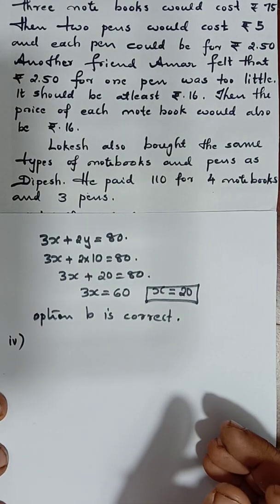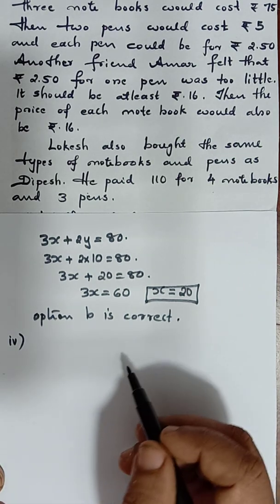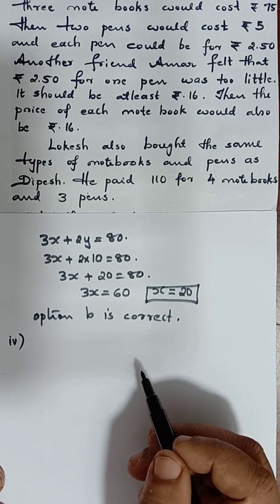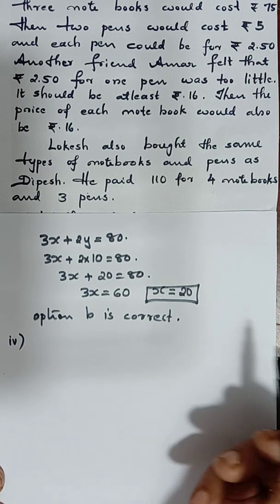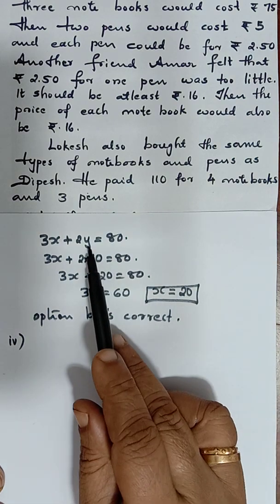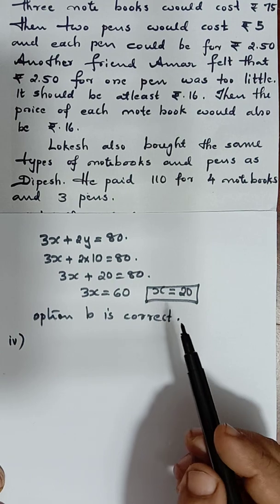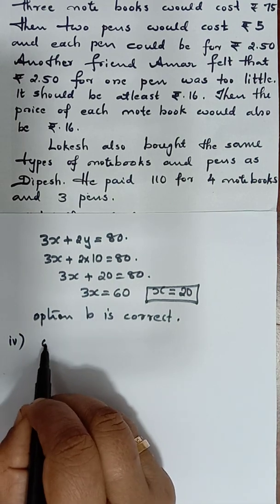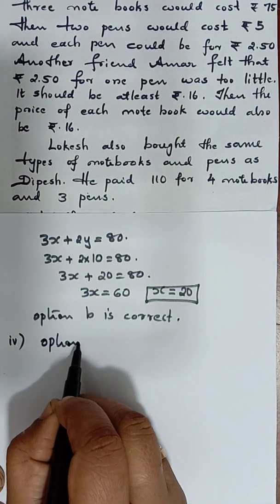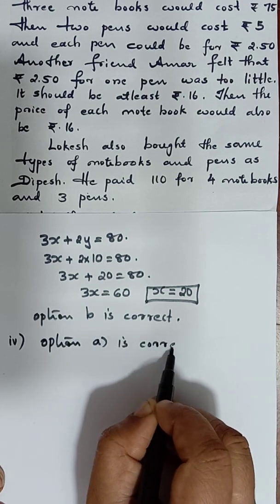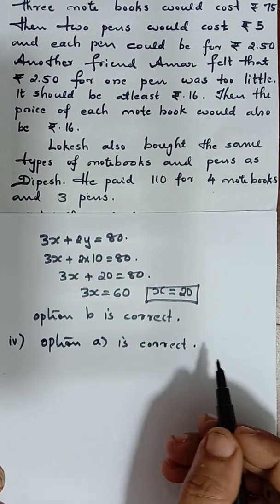Now the next question, the fourth question: what is the exact cost of a pen? Options: rupees 10, rupees 20, rupees 16, rupees 24. Already we have found out the y value, that is the cost of a pen, which is rupees 10. That is option A. Option A is correct. That is rupees 10 for each pen.